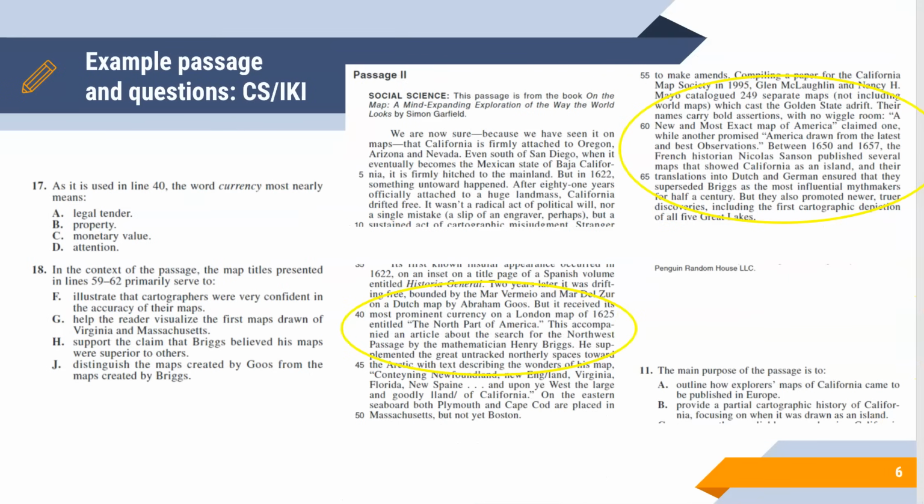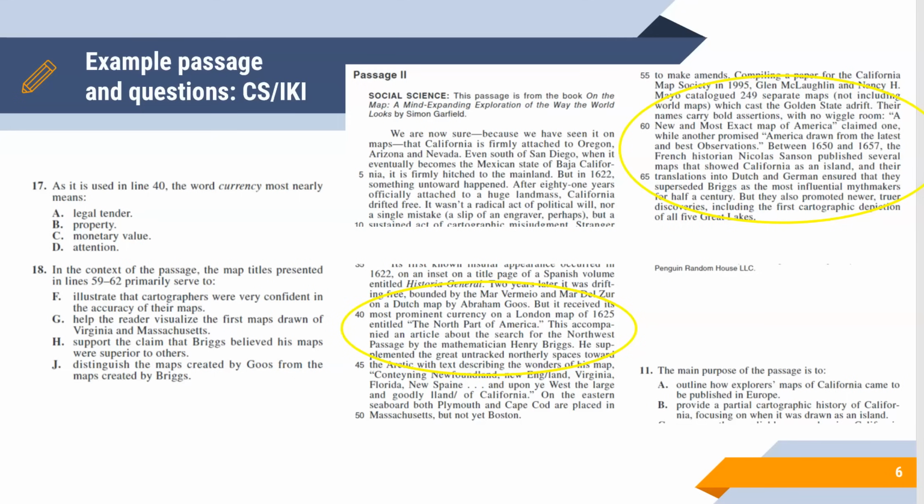Here are the next two questions. Please pause now and see if you can figure out an answer for question number 17. Number 17 is a craft and structure question, and as you know, of course, the answer is D, attention.